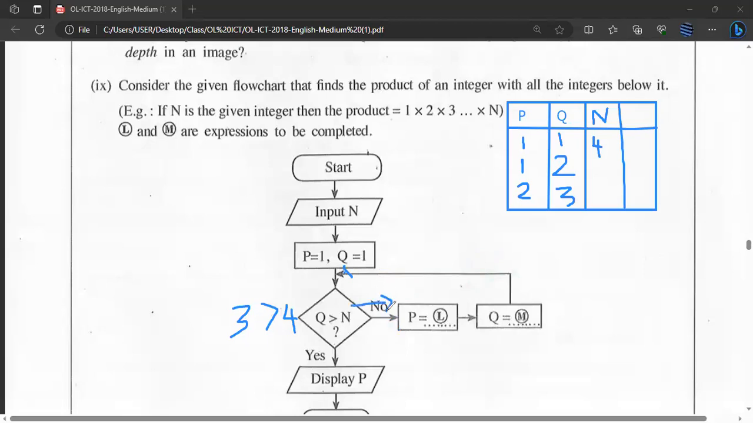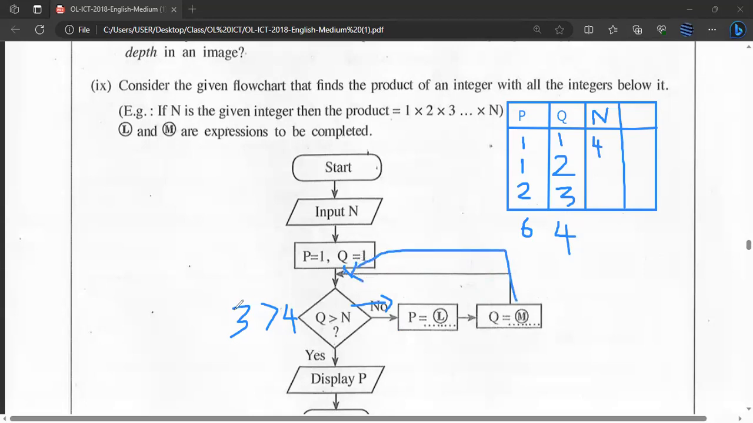Now the P assignment. For P, we are going to do P into Q. So P is now 2, right? So 2 into 3 is going to give you 6. And Q, we are going to increment by 1. So 3 plus 1 is going to give 4 as the answer, right? Now it will come here.